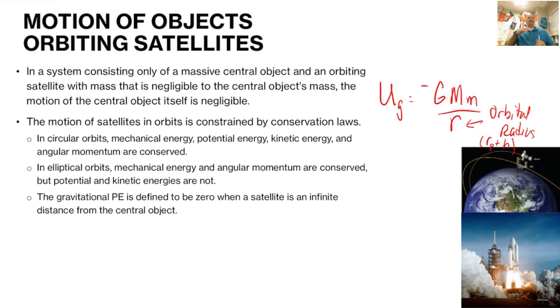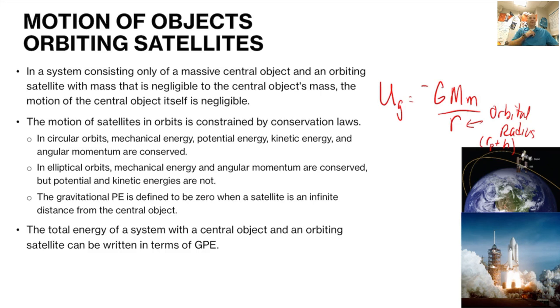And the reason why it's negative is because we look at the infinite, right? So we just say at a point an infinite distance away, the potential energy is defined to be zero. Therefore, we have this negative sign that shows up in our potential energy equation.